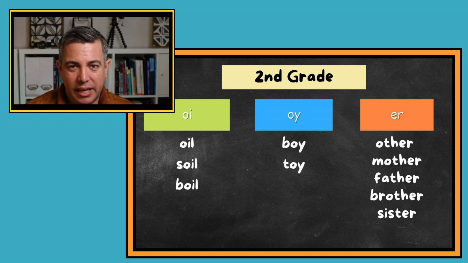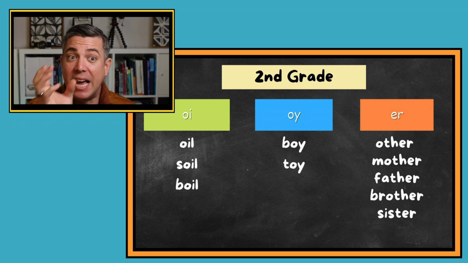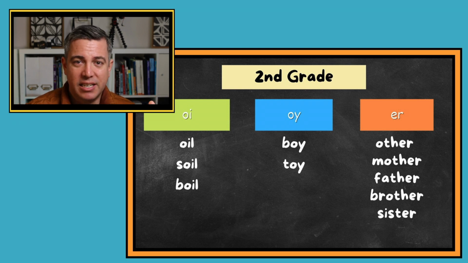So typically, OY will happen at the end of a word. Not always, right? Like in the word oyster, but for the most part, OY will be at the end of a word. OI, however, is either in the middle or it will be at the very beginning of a word. So we need to think of what sound is it and where is that sound taking place when we're working with words with oi in it.